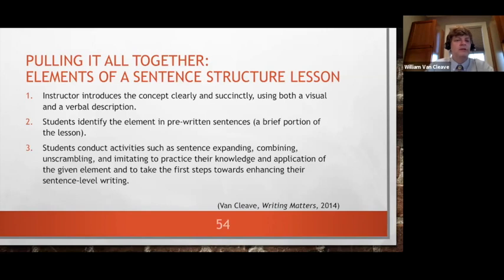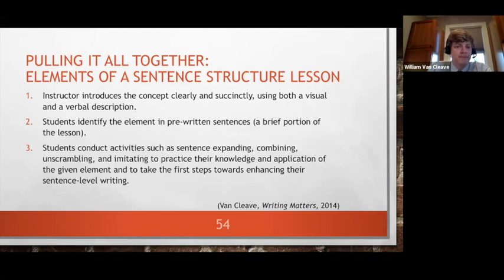Okay, so we're going to pull together all the elements of our sentence lesson. Number 1, the instructor introduces the concept clearly and succinctly using both a visual and a verbal description. We're going to write it, talk about it, and discuss it, but it's not going to take forever. Number 2, students identify the element in pre-written sentences, a brief portion of the lesson.